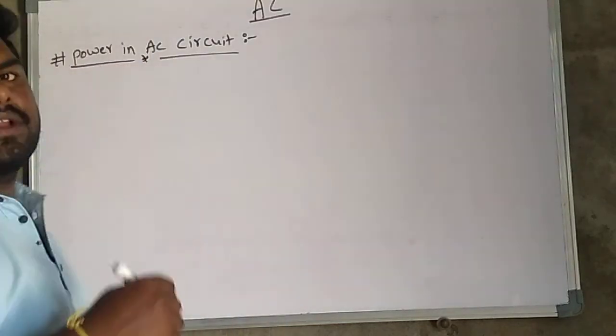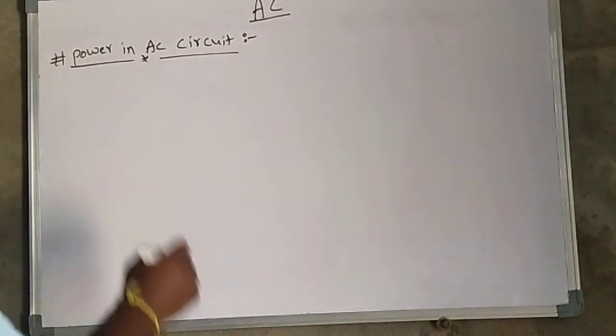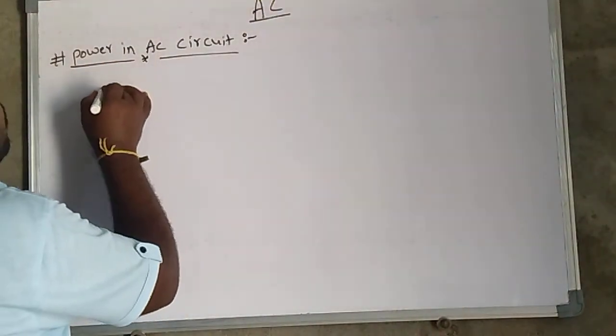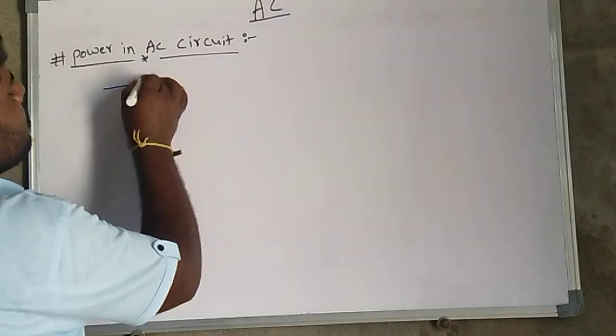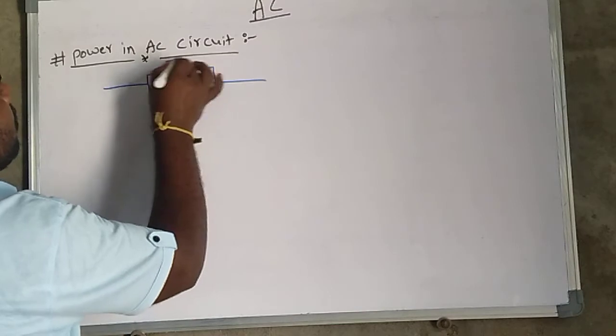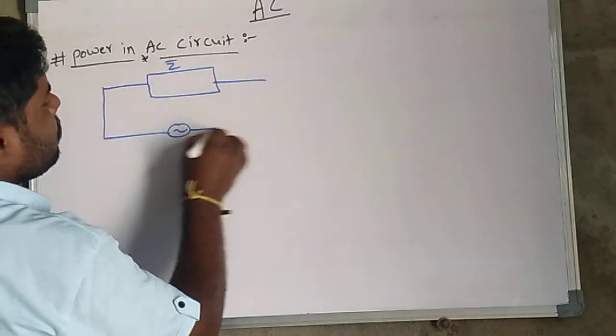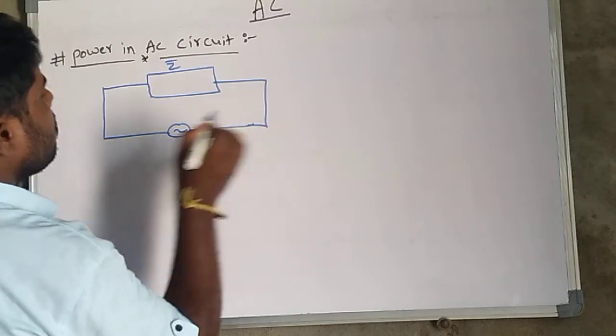Another important topic: power in an AC circuit. Here I'm going to take one circuit. This is the impedance Z bar. Here is the AC source.